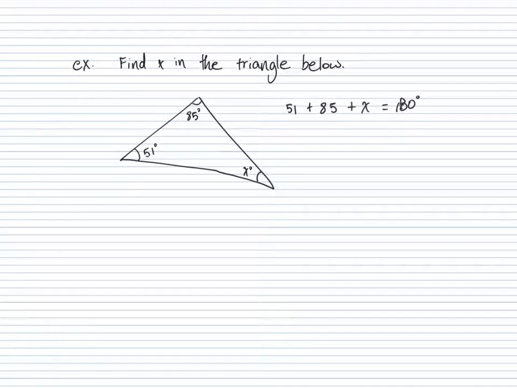Pretty simple. Here we can just add those two numbers and we get 136 plus x, which is still unknown for now, is equal to 180 degrees. Finally, we can isolate our x by subtracting 136 from both sides, and we get that x is equal to 44 degrees. And degrees is just the measurement of angles. It's just the units we use to measure angles. All right, let's try one that's slightly harder.